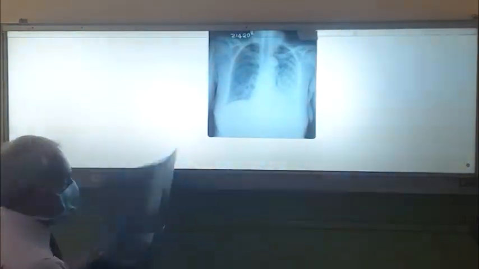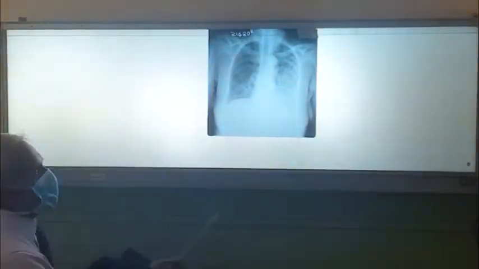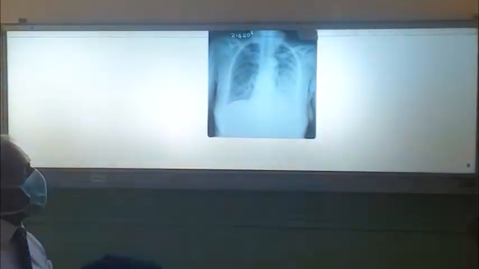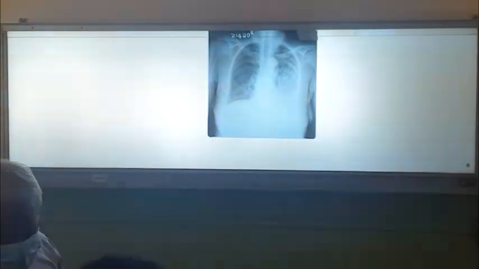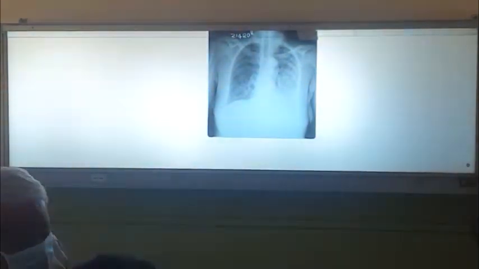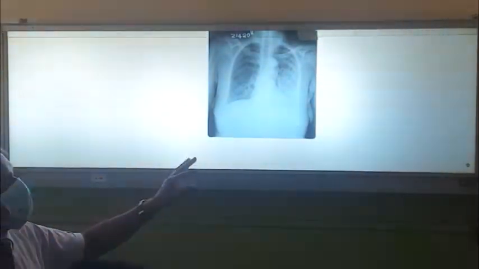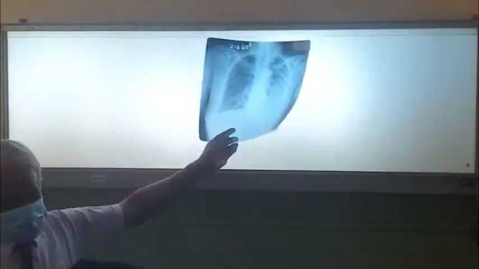So if you see this, it is easy. It's a miliary mottling. Miliary mottling, there are causes. One is miliary TB, miliary malignancy, then extrinsic allergic alveolitis, sarcoidosis. So there are a few causes for miliary mottling. So if you see this, you have to think of those possibilities, right?